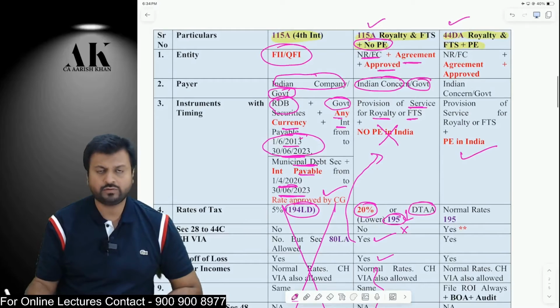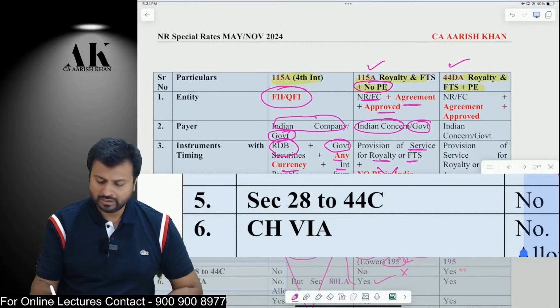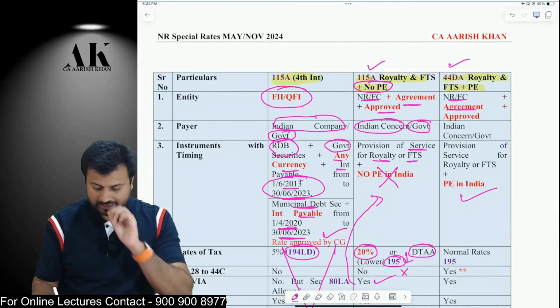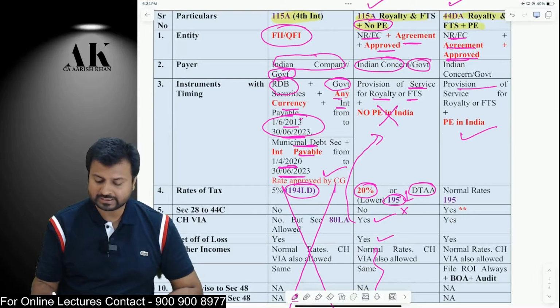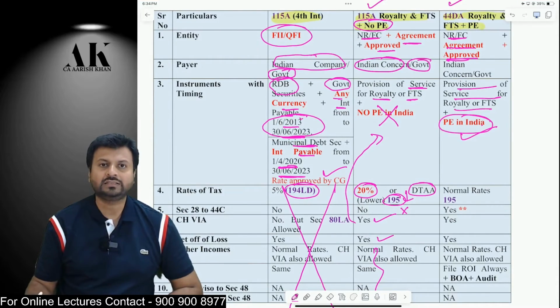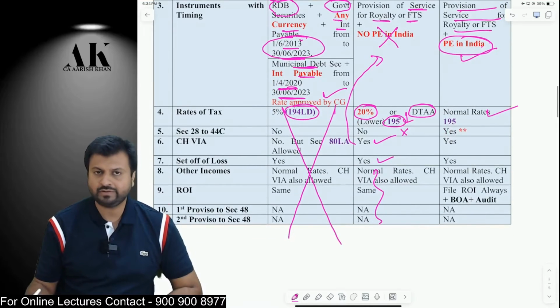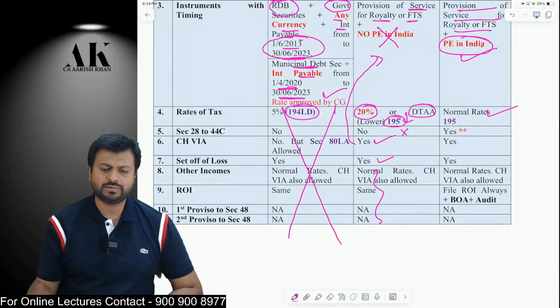Now coming to 44DA. 44DA is applicable when the non-resident or foreign company has entered into an agreement with the Indian concern or government and it is approved by the central government. They are providing services for FTS and royalty, and the non-resident has a PE in India. Then what will be the tax rate? Then the tax rate will be the normal rates. For a foreign company, it is 40%. For others, whatever the normal rates are, that will be applicable. TDS will be deducted under section 195.